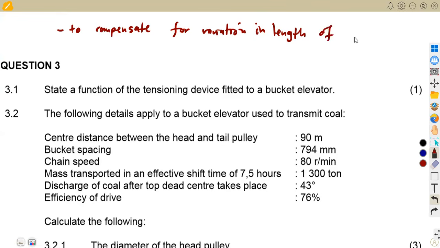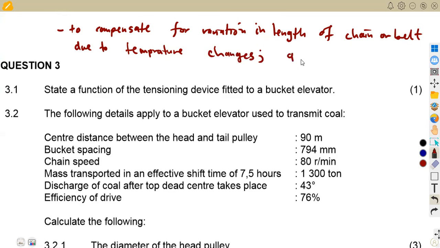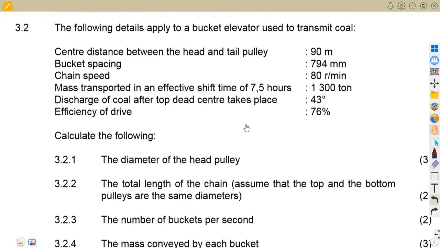Those variations found on the chain or the belt, what causes them? We are saying due to temperature changes and also the atmospheric conditions. Atmospheric conditions are just the same as the temperature there, but here we talk about humidity and so forth. Or we can consider the wear and tear. There are so many things that we can consider.